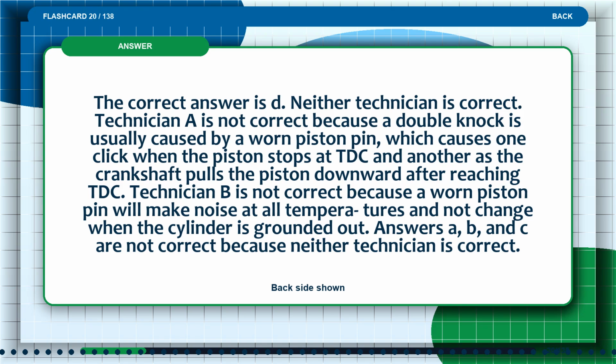The correct answer is D. Neither technician is correct. Technician A is not correct because a double knock is usually caused by a worn piston pin, which causes one click when the piston stops at TDC and another as the crankshaft pulls the piston downward after reaching TDC. Technician B is not correct because a worn piston pin will make noise at all temperatures and not change when the cylinder is grounded out. Answers A, B, and C are not correct because neither technician is correct.